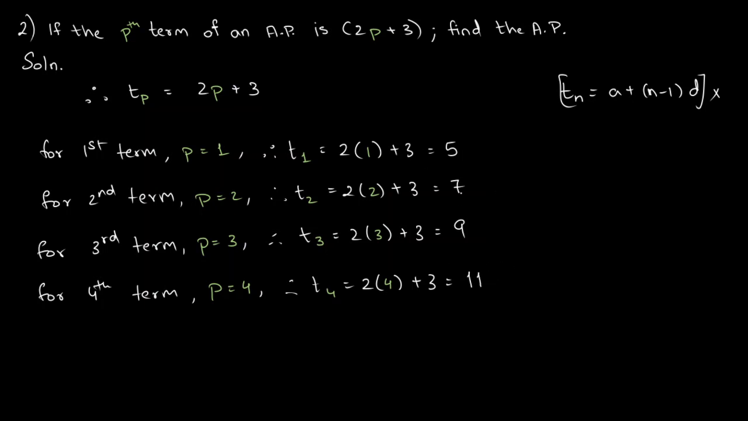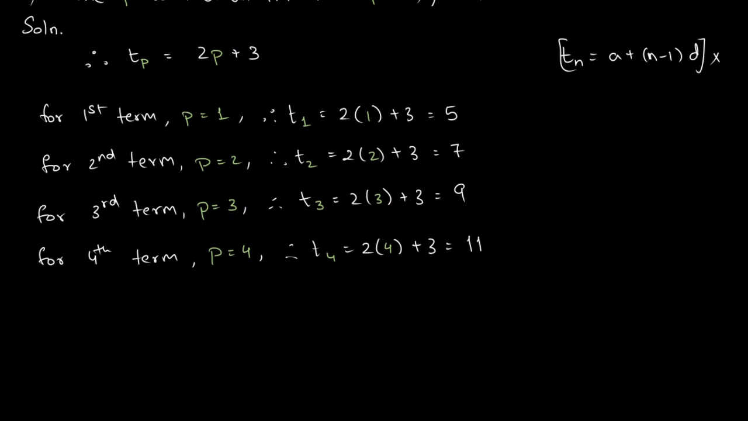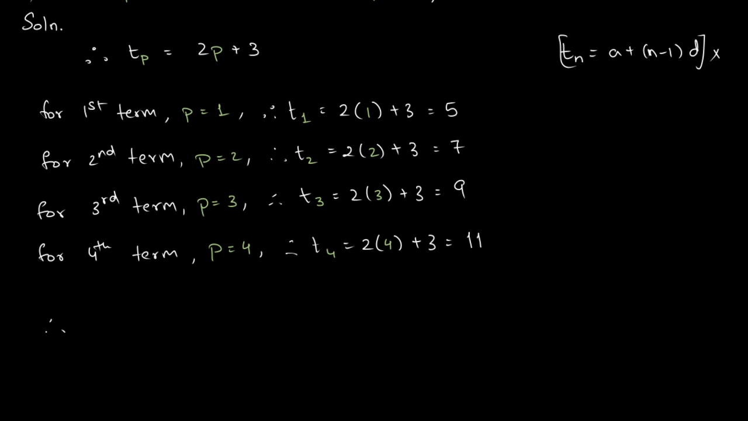So as you can see, an arithmetic progression is arising. All I needed to do was substitute the value of p as 1, 2, 3, 4, and I would get the respective term. So, therefore, the arithmetic progression is 5, 7, 9, 11, and so on. This is our final answer.